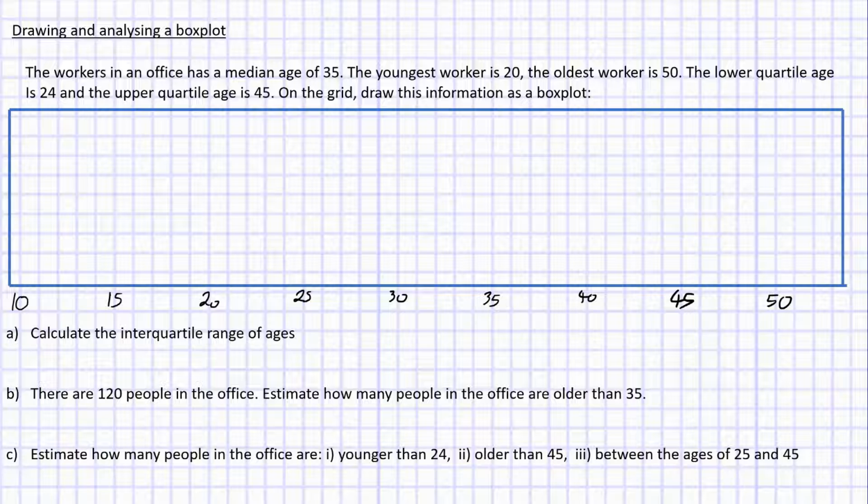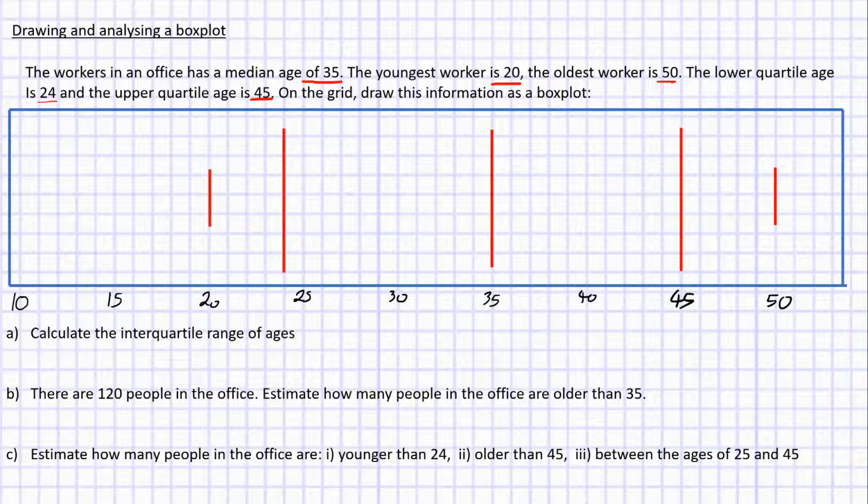This is how we would draw and analyze a box plot. I'm going to identify the important statistics in the question. We have a median age of 35, the youngest worker is 20, the oldest is 50, the lower quartile is 24, and the upper quartile is 45. So that's all the information I need to draw my box plot. Our lowest value is 20, lower quartile of 24, median of 35, upper quartile 45, highest value 50.